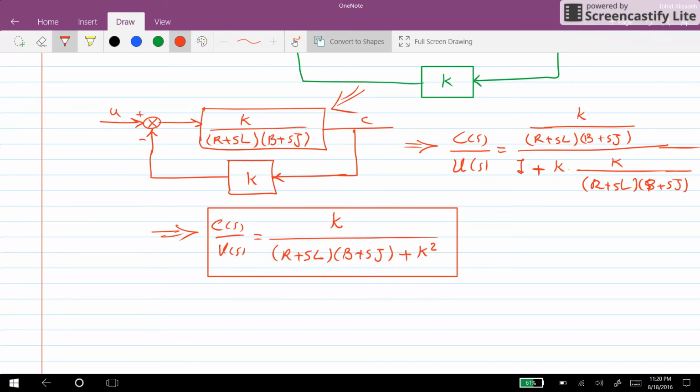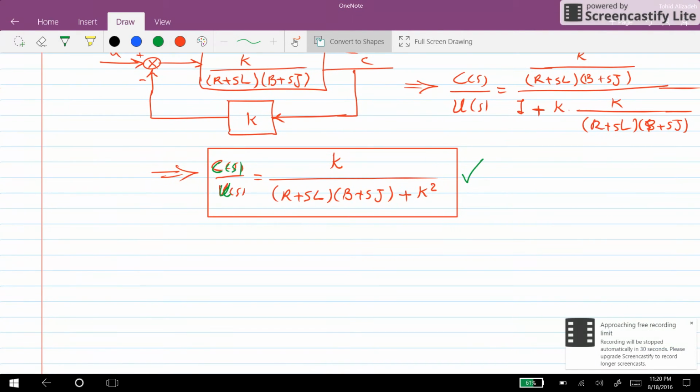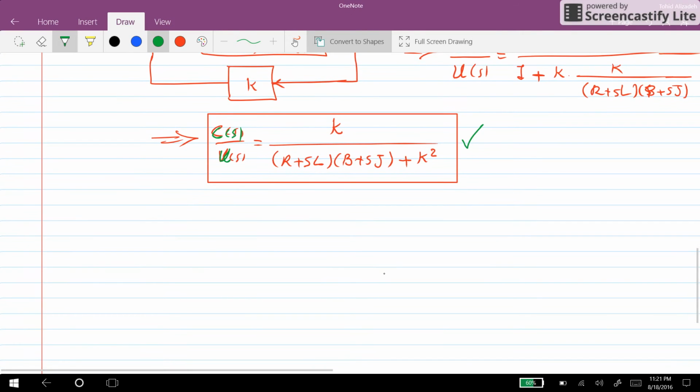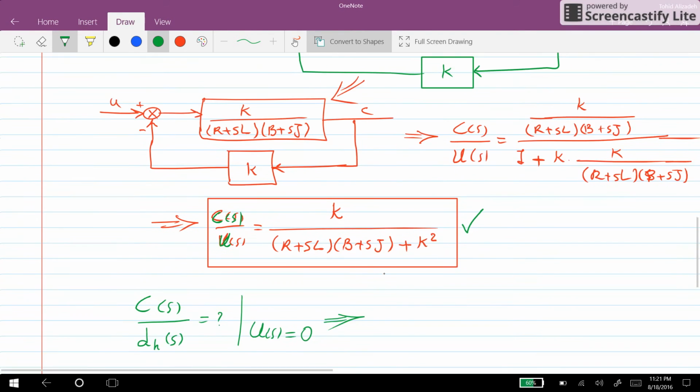So this is one result that we have. Indeed, this is the transfer function from u to c. Now we need to find out the transfer function from dh to c. Indeed, we need to find out c over dh of s. So to do that, we will assume that u is equal to 0 because we are going to use the superposition theorem.